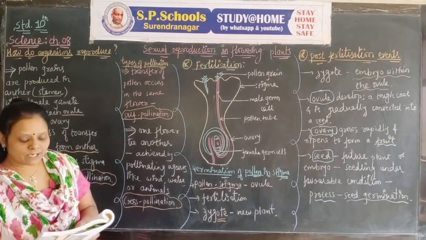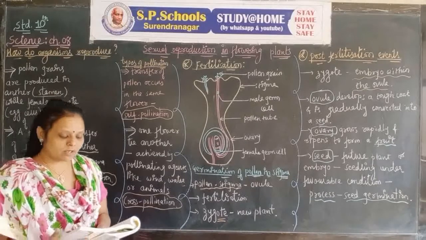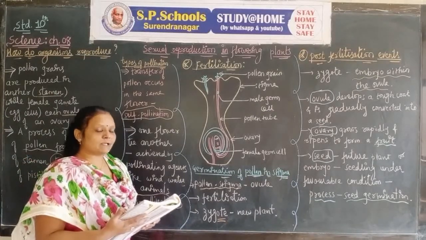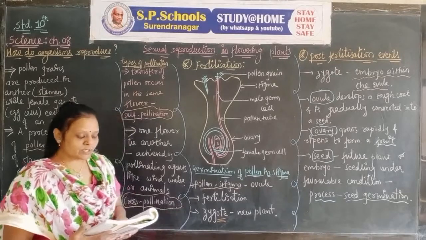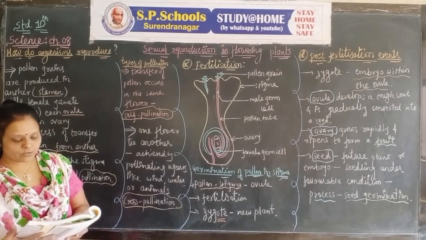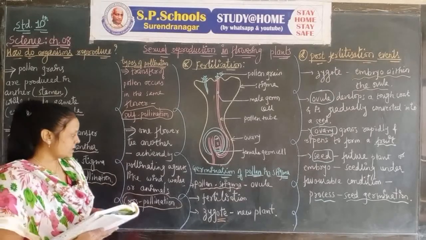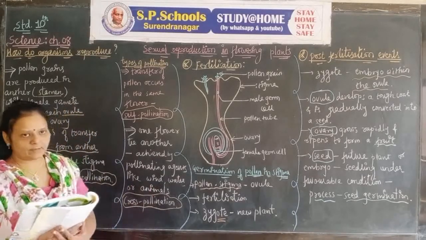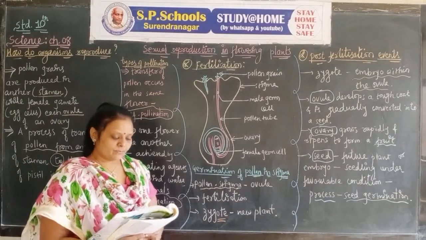On the other hand, if the pollen is transferred from one flower to another, it is known as cross-pollination. This transfer of pollen from one flower to another is achieved by agents like wind, water, or animals. You can write insects, etc.